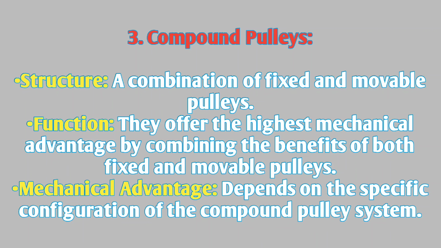3. Compound pulleys. Structure: a combination of fixed and movable pulleys. Function: they offer the highest mechanical advantage by combining the benefits of both fixed and movable pulleys. Mechanical advantage depends on the specific configuration of the compound pulley system.